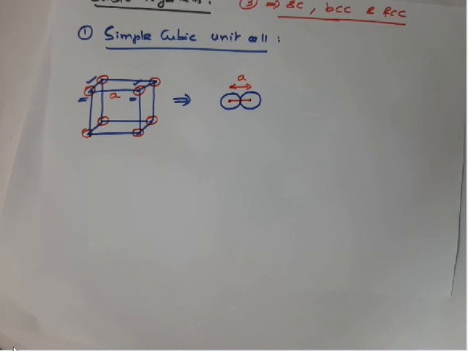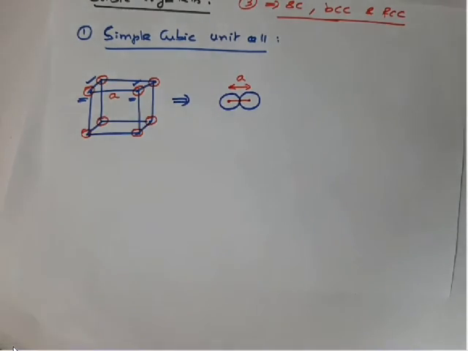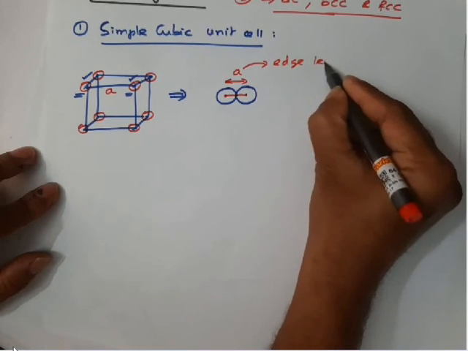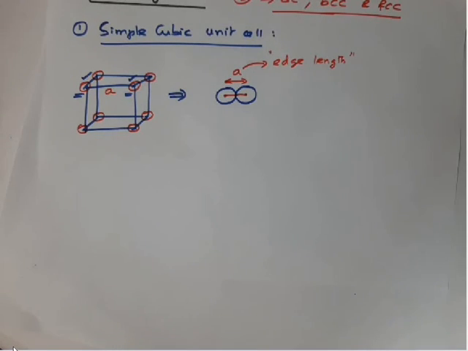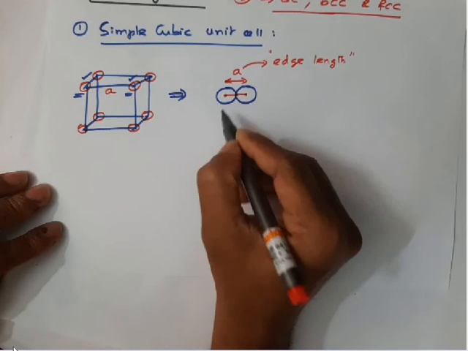Students, this is a cubic unit cell, therefore A, B, C all are equal. So whether it is x-axis length or y-axis length or z-axis length, it should be the same. So I'll represent that as A. What is A? A is called the edge length. What is the edge length here? Listen, it is the radius of this atom plus the radius of this atom.